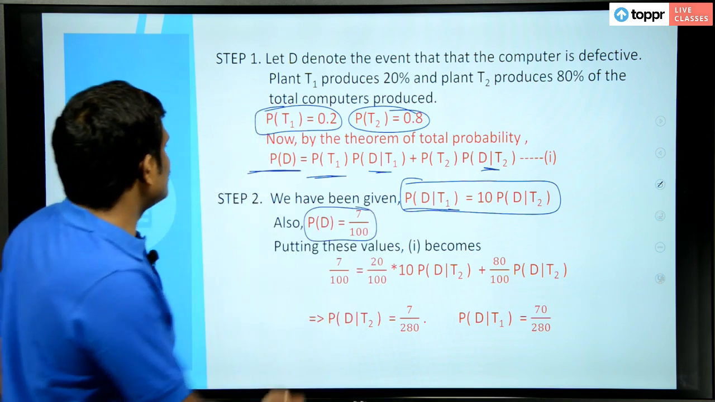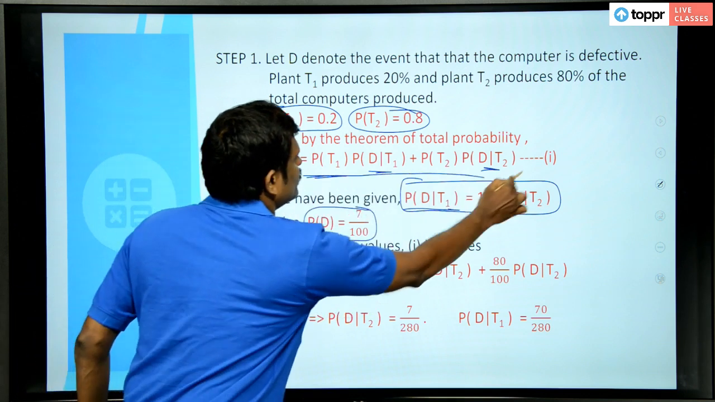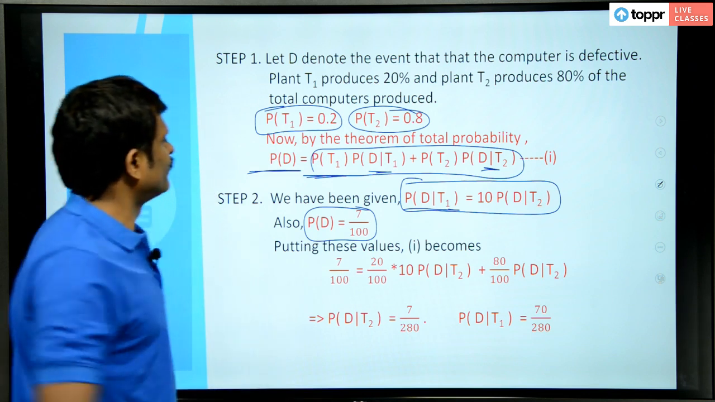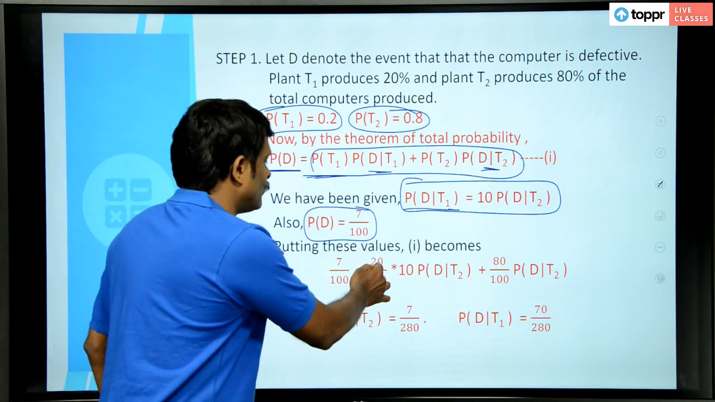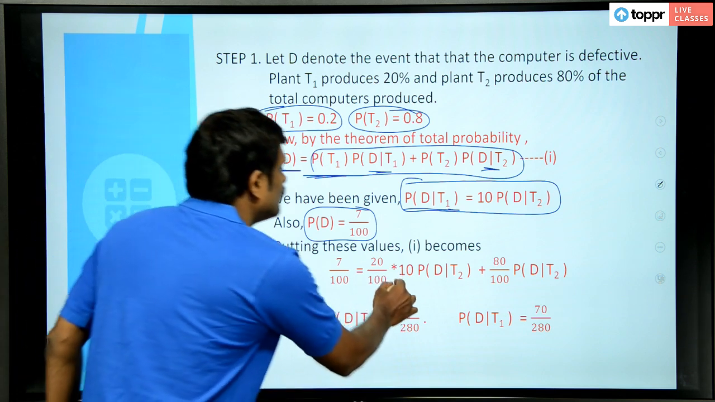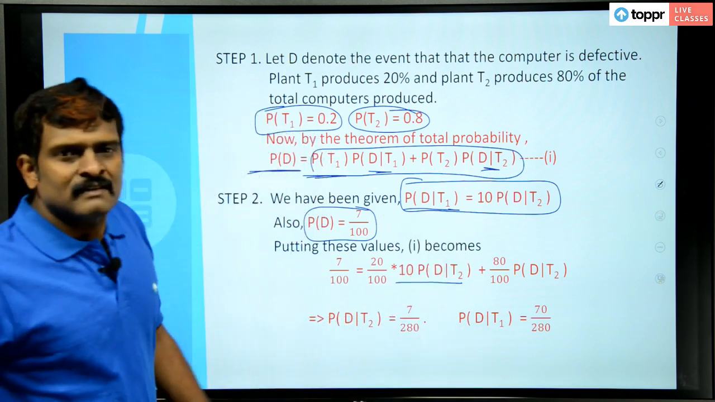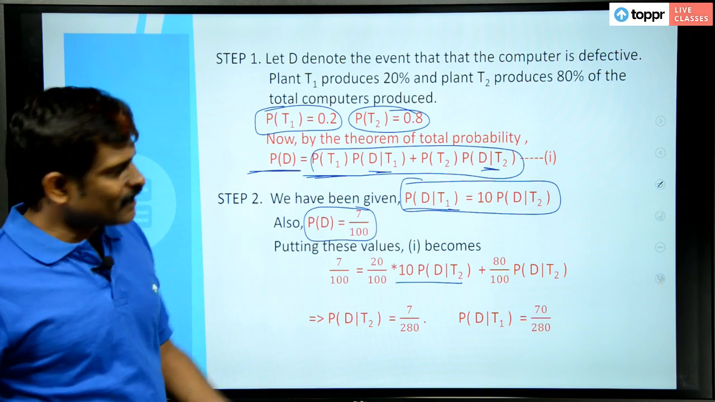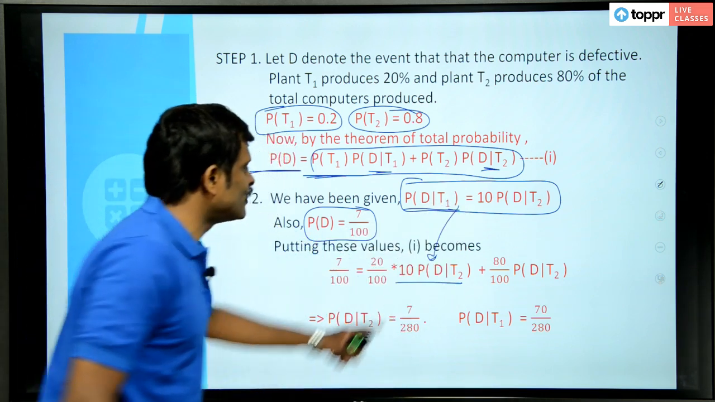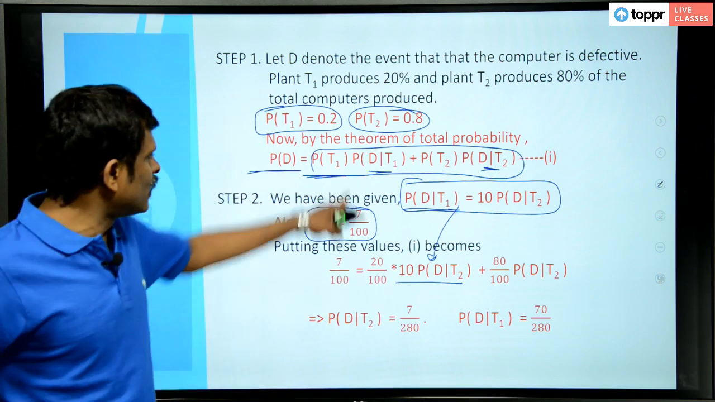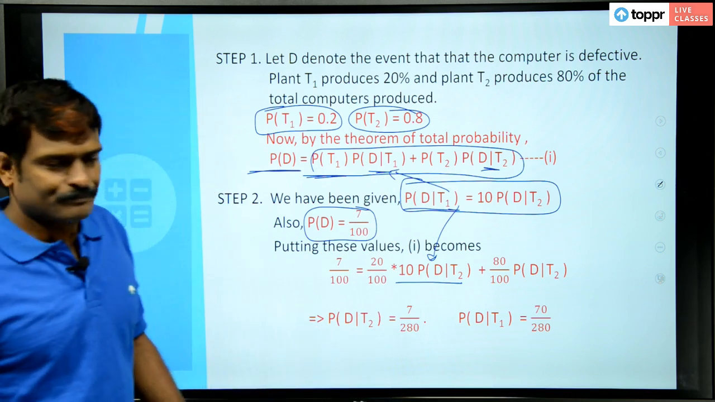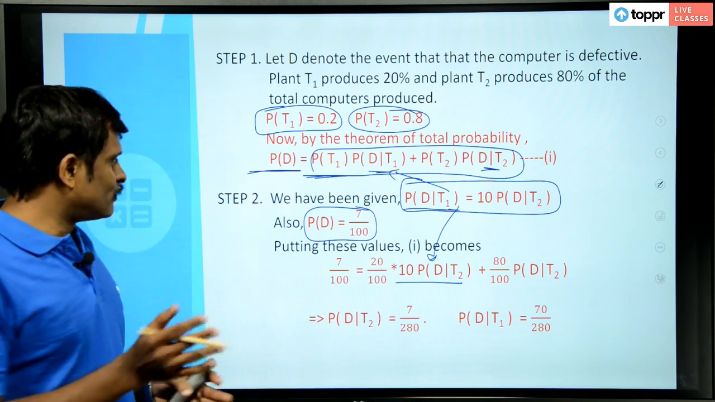Now, substituting into this equation, the probability of D is 7 by 100 equals 20 by 100, which is the probability of T1, times the probability of D given T1, plus 80 by 100 times the probability of D given T2, because this is the value I am substituting. So, this value is being substituted there, right.